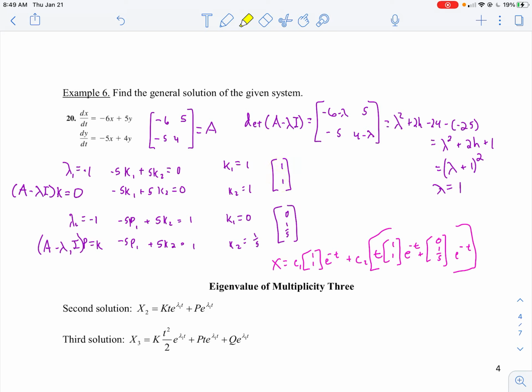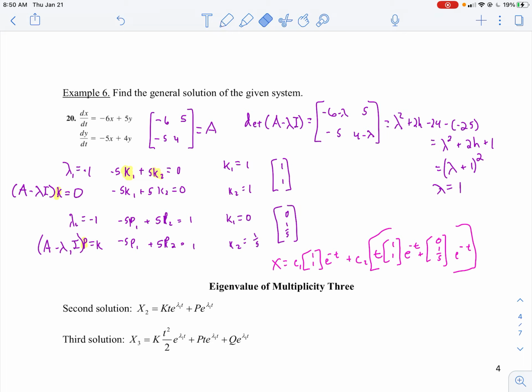All right, now to find the second one, we're going to do the same process, but instead of incorporating k, we're going to incorporate p. So notice all these k sub 1s, k sub 2s are now p sub 1s. And that should be p sub 2, not k sub 2. So let me fix that real fast. So p sub 2 and p sub 2.